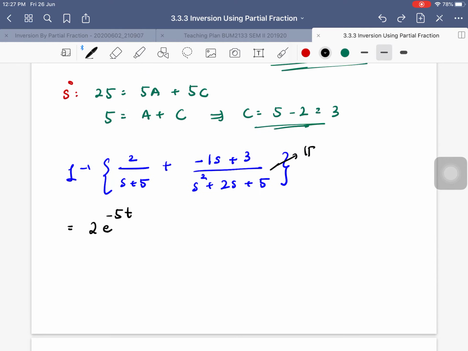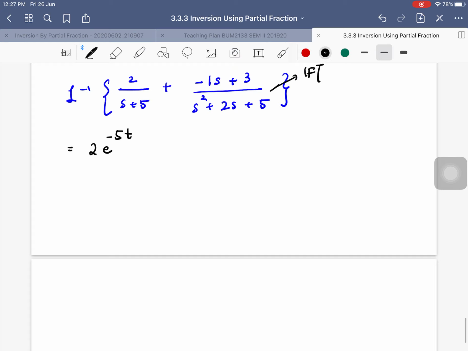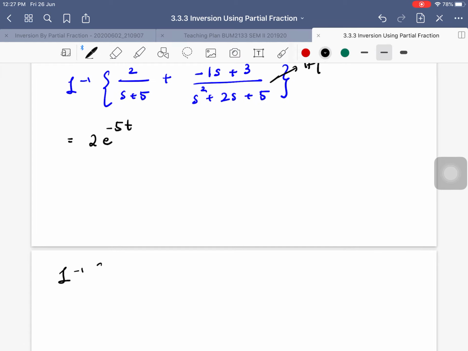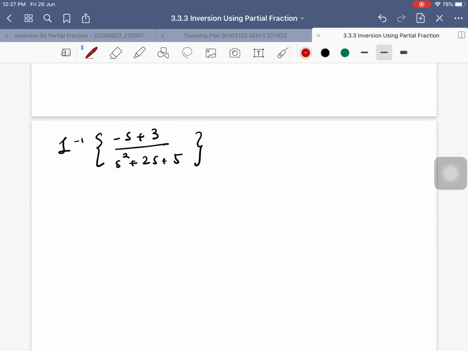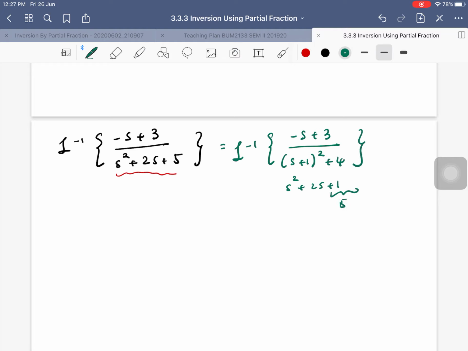Inversion of a shift theorem. So I'm going to find the Laplace inverse of negative s plus 3, and that will be over s squared plus 2s plus 5. So we have come across something that is similar before. First of all, from here we cannot identify the value of a, and in order to do that we have to do completing the square, for which this is actually Laplace inverse of negative s plus 3 over, underneath I'm going to have s plus 1 square. So this is going to be s squared plus 2s plus 1, but I don't need a 1, I need a 5, so this is going to be plus 4.